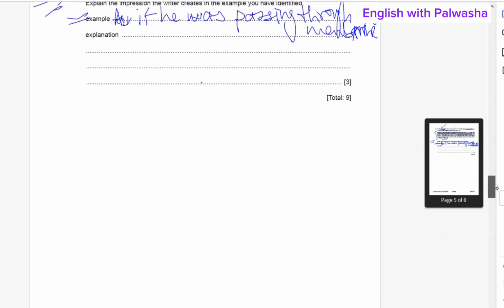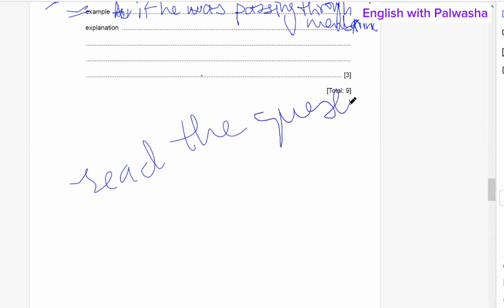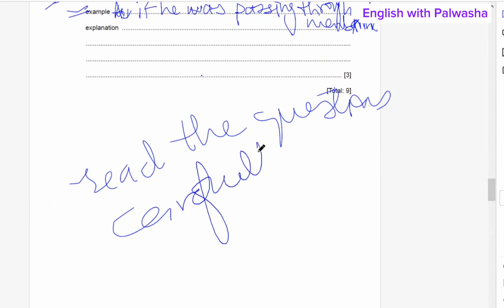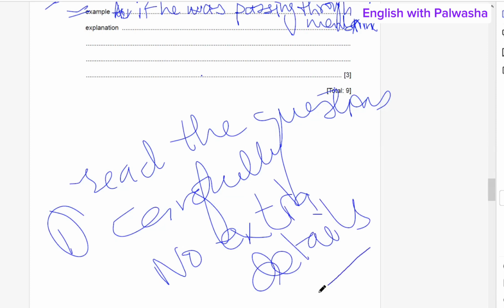But please read the question carefully. The most important thing is to read the questions carefully, and this is one of the tips. And don't deviate from the question. No extra details are required. If they have asked you to mention two points, don't move on towards the third or fourth point and be extra efficient. Only mention two points if they have asked you for that.